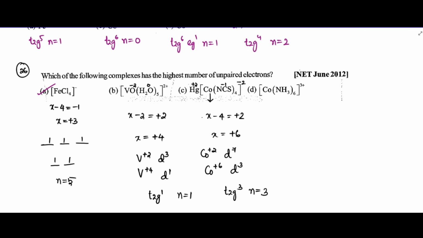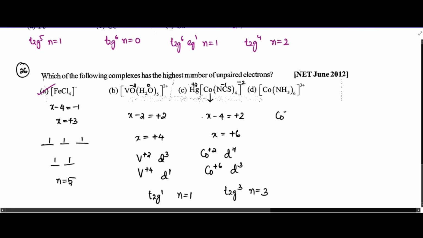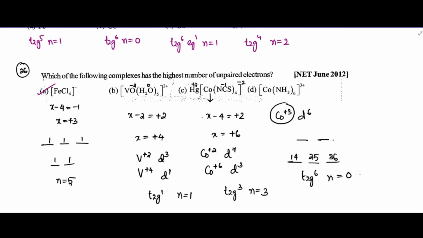Last one, try. Cobalt 3+. Always cobalt 3+ is a d6 system. Then be careful, because ammonia is a weak ligand, but this is going to show exceptional behavior. So 1, 2, 3, it won't go up. So 4, 5, 6. So t2g6. n is equal to 0. Okay, and next list.